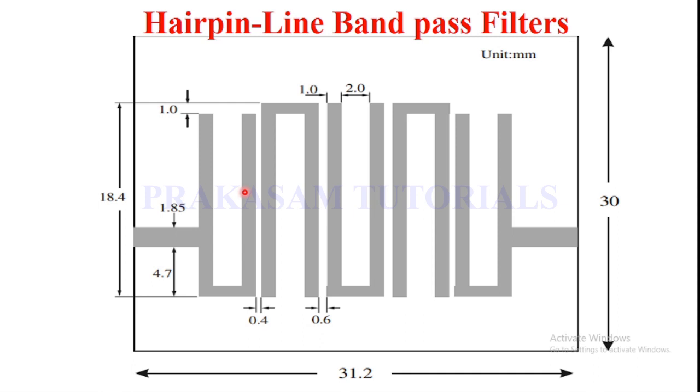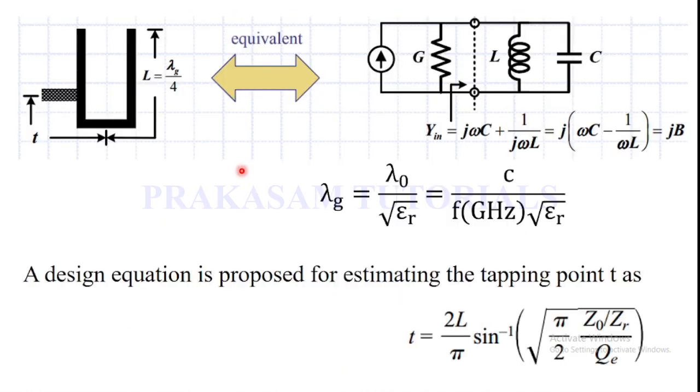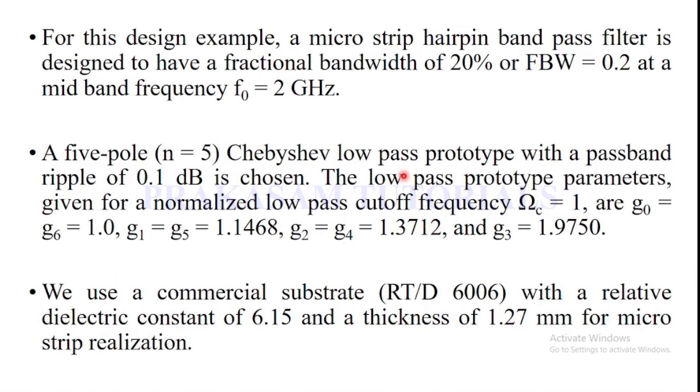Another important dimension of the resonator is the length of the hairpin. This length of the hairpin is half of the quarter wave of the guided wavelength. The quarter wave of the guided wavelength can be determined using this expression, where epsilon r is 6.15 and the operating frequency is 2 GHz. Substituting those values into this equation, we get the guided wavelength, and the length of the hairpin is half of it.